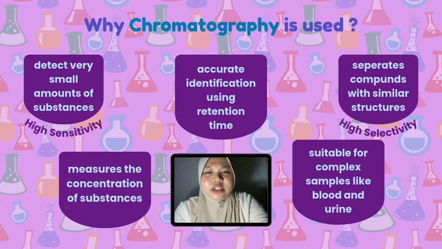Why is chromatography used? Chromatography is widely used because it has several advantages. First, it is highly sensitive, meaning it can detect even very small amounts of substance. Second, it is highly selective and can separate compounds with similar structures. Third, it provides accurate identification through retention times and other analytical data. Lastly, it can measure the concentration of substances in complex samples like blood and urine. Because of these advantages, chromatography is one of the most reliable methods in forensic investigations.